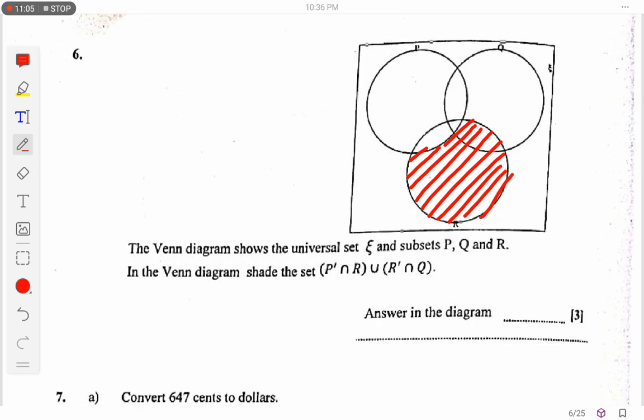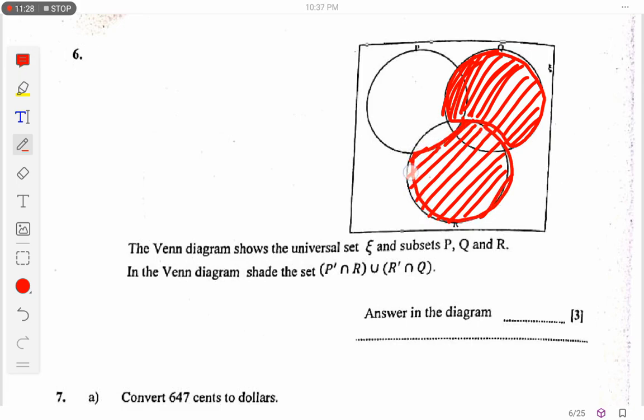Then we are going to shade for Q. We will only leave this small part there. So we are shading like here, everything there. So this is our answer here, and then we leave this part here. So this is how we shade this one. So that is the solution for this question.